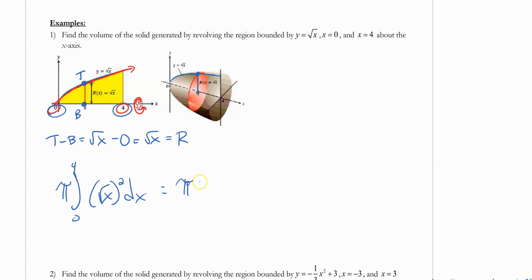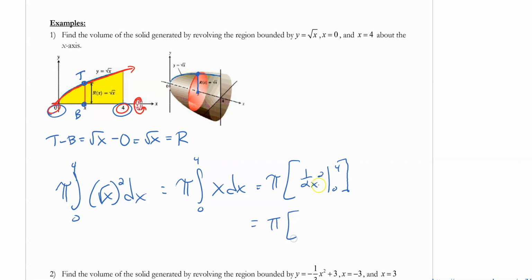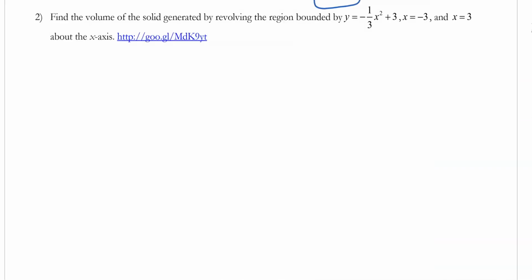So we get pi integral from 0 to 4 of x dx. We have pi times the quantity 1/2 x squared from 0 to 4. So that would be pi times, let's see, 16 times 1/2 is 8 minus 0. So this is going to have a volume of 8 pi cubic units, but we don't have to put any units because there's none given really. So that would be our answer for that one, okay?